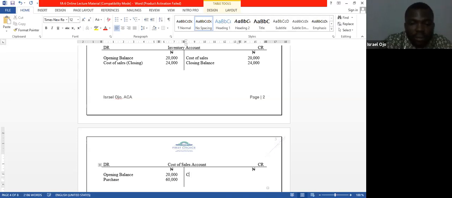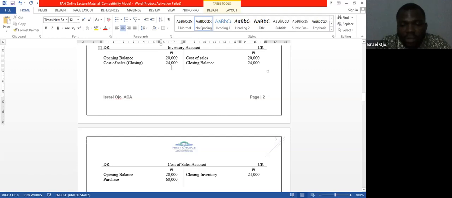Closing inventory. We put closing inventory to be 24,000. Now that we have put closing inventory to be 24,000, we go back to our inventory account because that's the double entry. So our debit side will now be 20,000 plus 24,000, which gives us 44,000. And the other side also will go to 44,000.